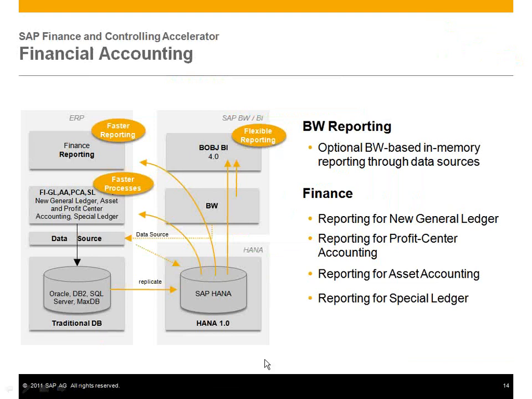All right. The Finance and Controlling Accelerator consists of 4 different implementation scenarios. A customer can choose to implement all, or 1, or 2, or 3, any combination thereof. I'm going to go through all 4 scenarios. The first one is financial accounting. From the scope, the financial accounting scenario of the Finance and Controlling Accelerator covers new general ledger, profit center accounting, asset accounting, and the special ledger. It does not cover the general ledger for a number of technical reasons.